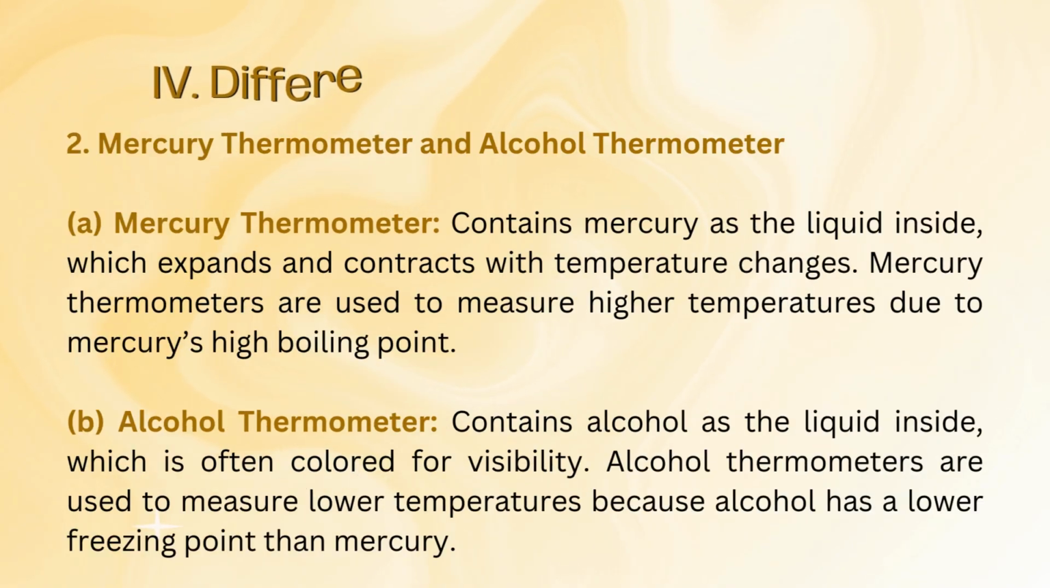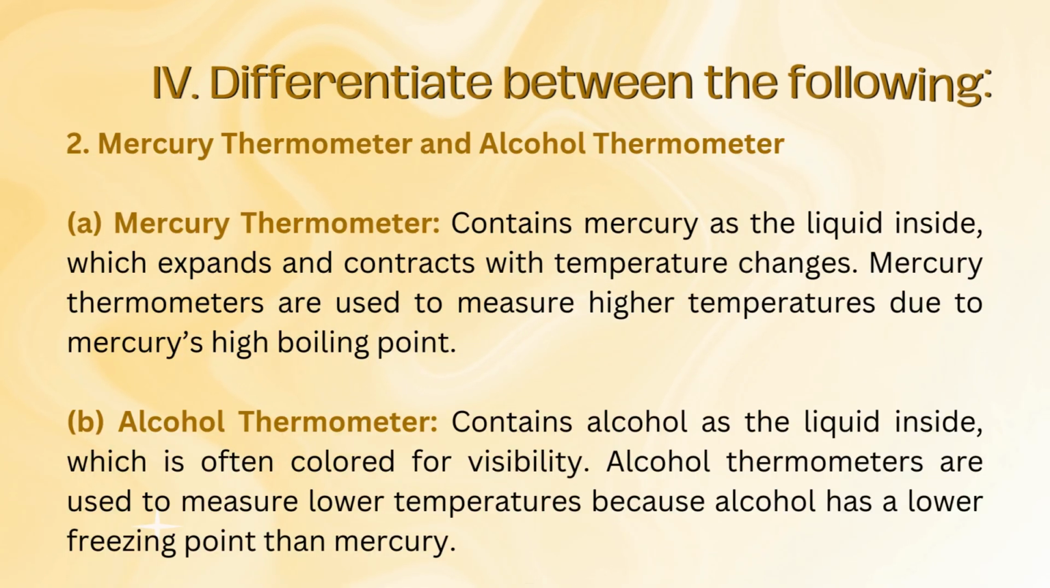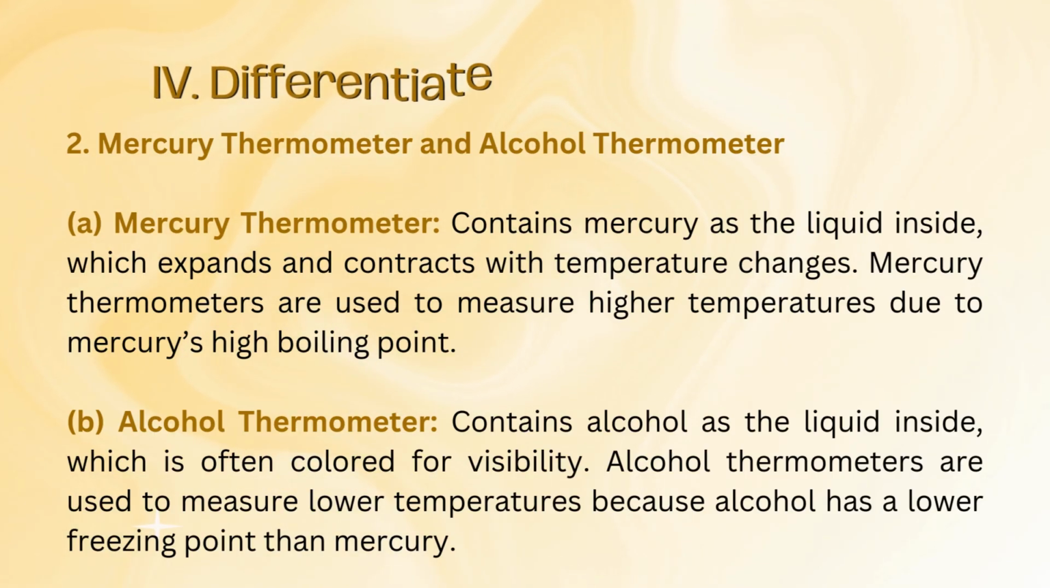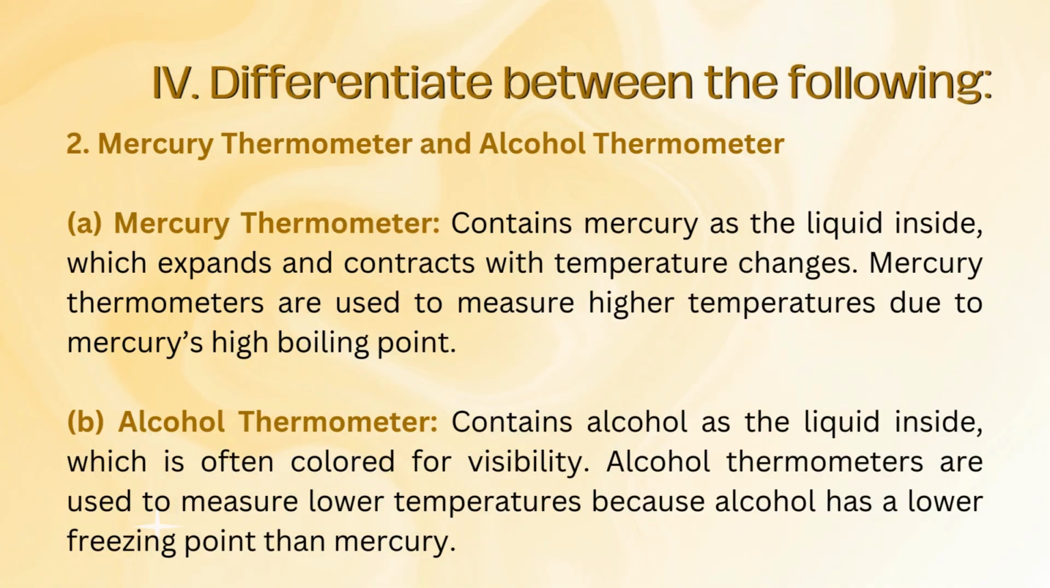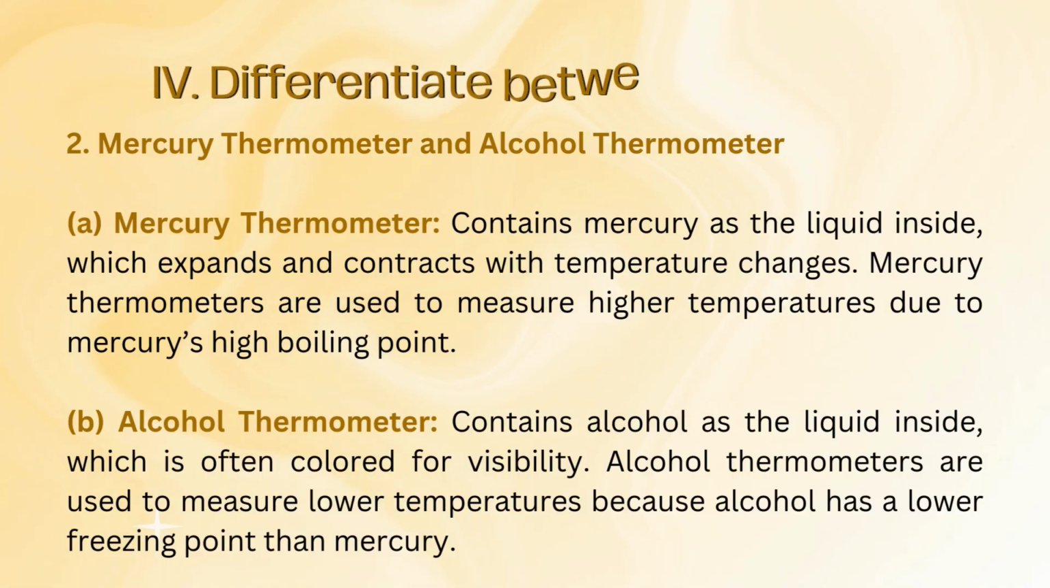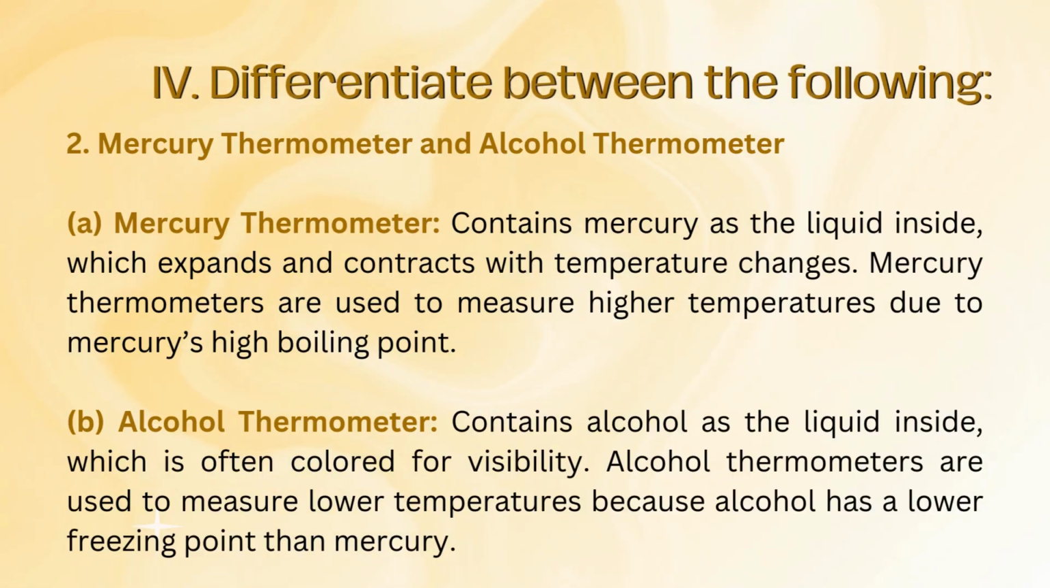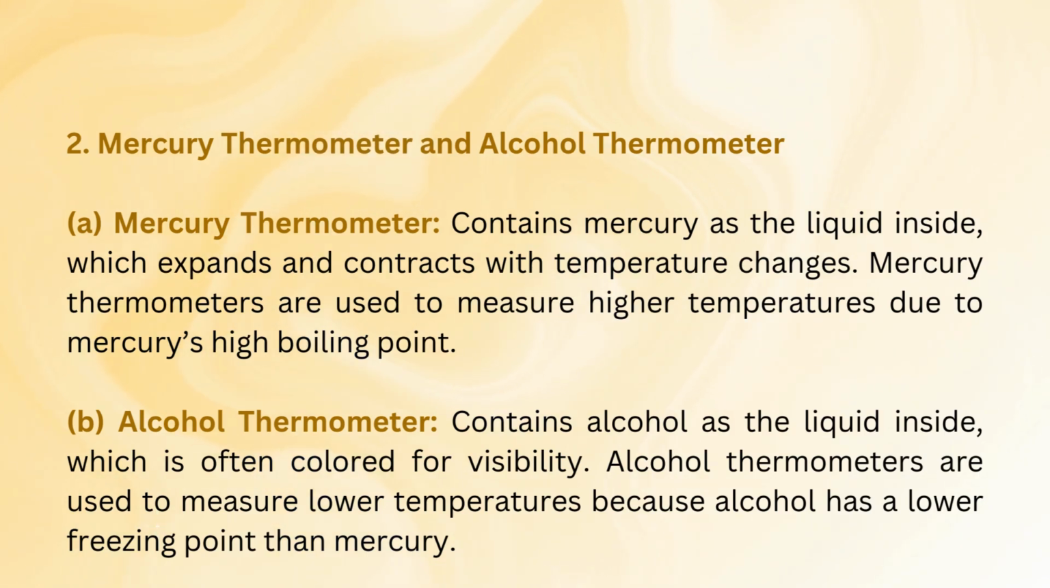2. Mercury thermometer and alcohol thermometer. A. Mercury thermometer contains mercury as the liquid inside, which expands and contracts with temperature changes. Mercury thermometers are used to measure higher temperatures due to mercury's high boiling point. B. Alcohol thermometer contains alcohol as the liquid inside, which is often colored for visibility. Alcohol thermometers are used to measure lower temperatures because alcohol has a lower freezing point than mercury.